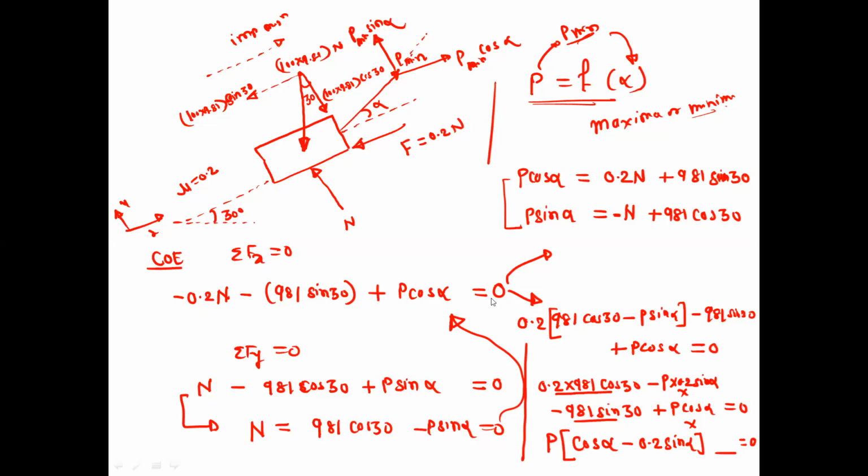So in the last session, we were discussing the problem on the block friction. Here we were trying to find the force P required so that the motion of the block will just start in the upward direction. So we require the minimum value for the force P and the corresponding angle alpha.